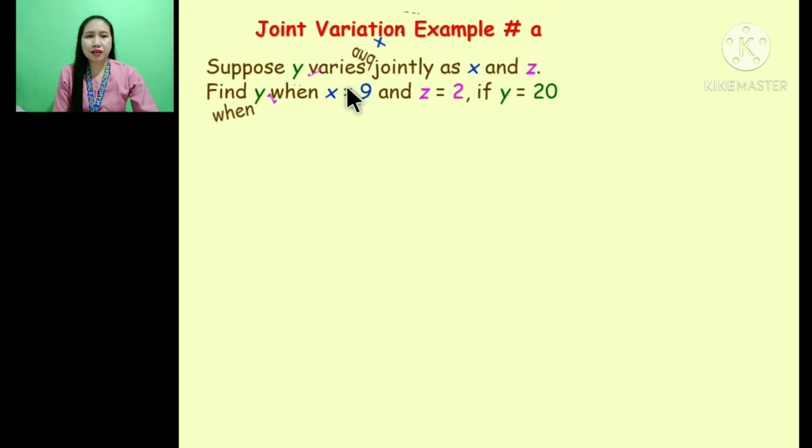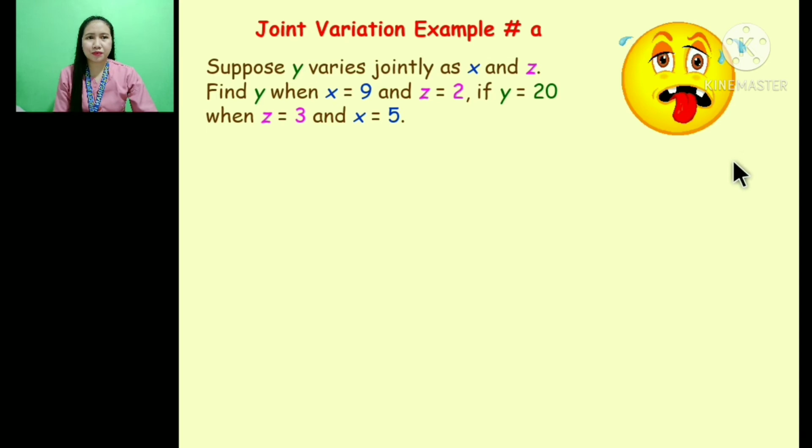Suppose y varies jointly as x and z. Find y when x is equal to 9 and z is equal to 2, if y is equal to 20 when z is equal to 3 and x is equal to 5. Okay, so that is very hard to solve, but we have two methods to solve that problem.